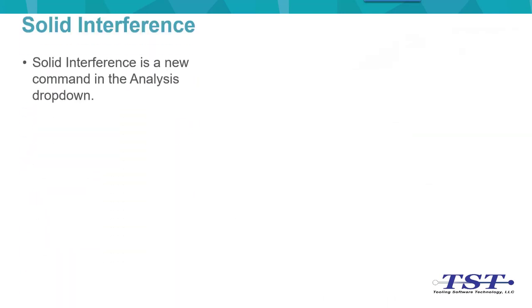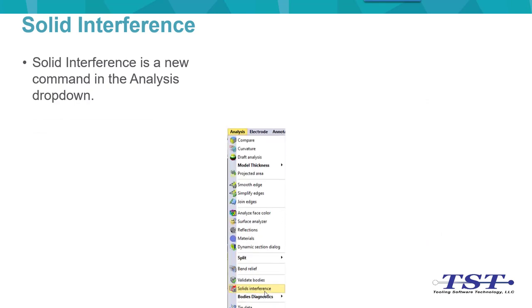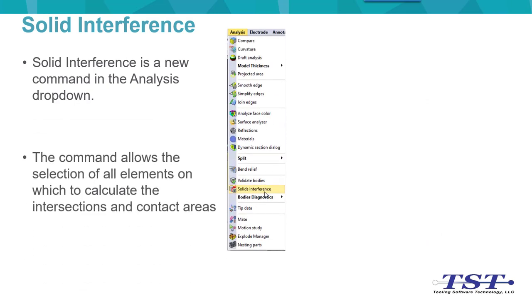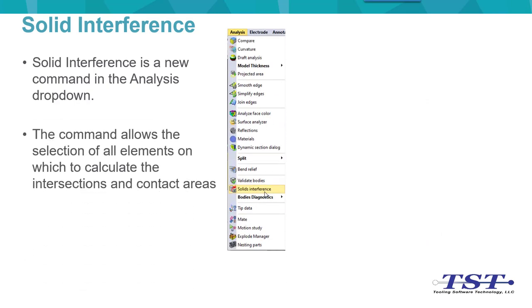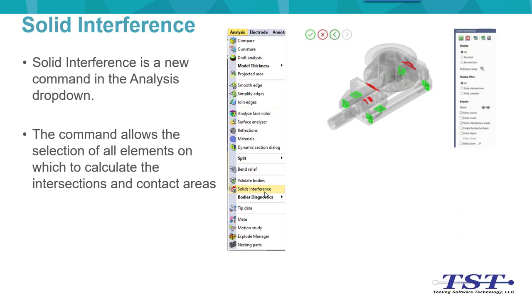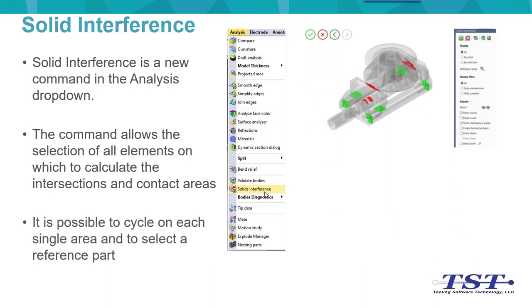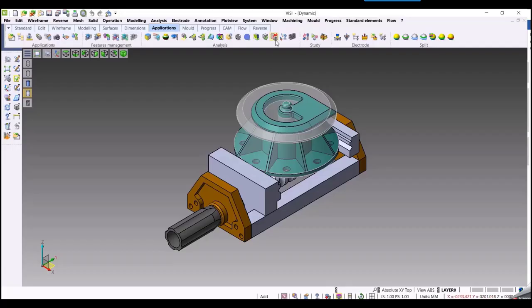So there is also another new command called solid interference. This is available under the analysis dropdown. So this command allows you to create selections off of elements which calculate the intersections of contact areas. So you have different phase colors for different intersections, and it's possible to cycle through each single intersection area. So here's just a quick video of that.